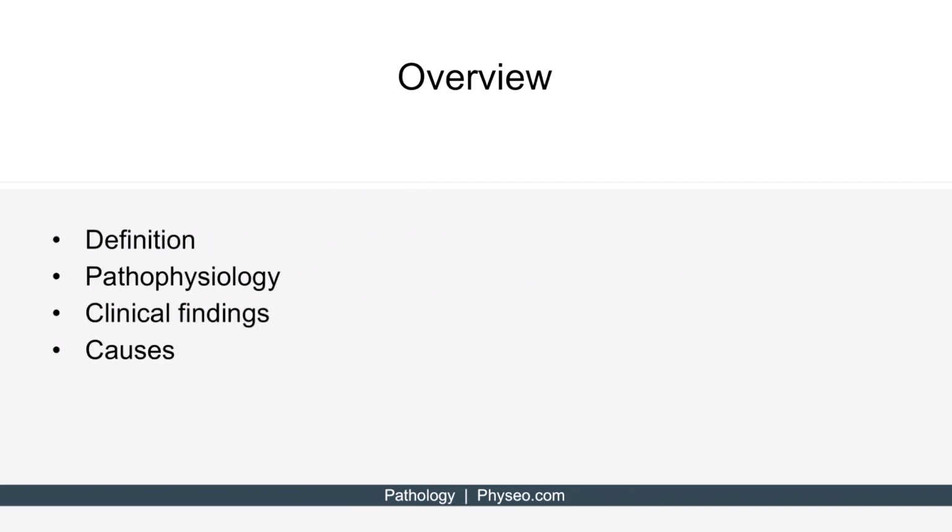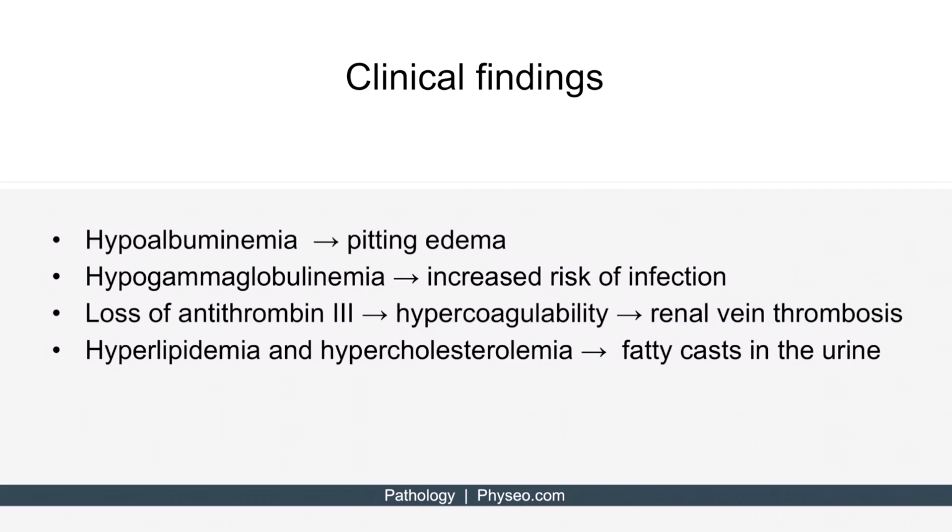Next, let's discuss the clinical findings in nephrotic syndrome. Due to damage to the glomeruli's natural barriers, proteins like albumin, gamma globulin, and antithrombin 3 are lost in the urine. So, serum levels of these things will go down. For example, there will be hypoalbuminemia, and this will lead to pitting edema.